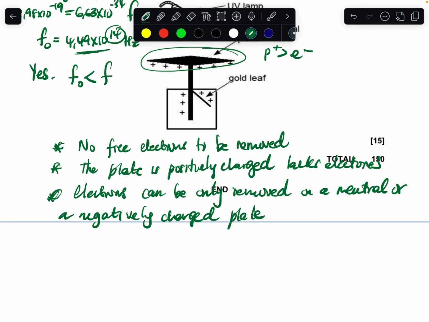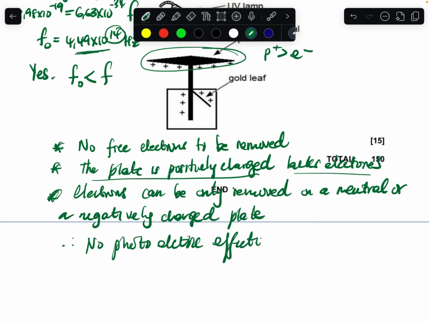The plate is positively charged and few electrons are available. You say there's a lack of electrons. And another thing that is important when answering: no change in the charge of the plate will be observed, no photoelectric effect. Therefore, no photoelectric effect will take place there. Right, that's the end of the Grade 12 question.